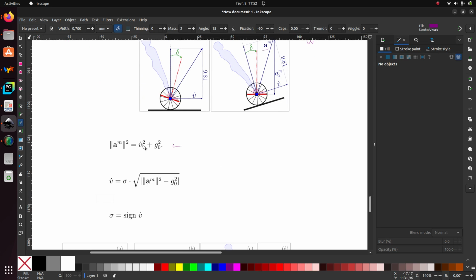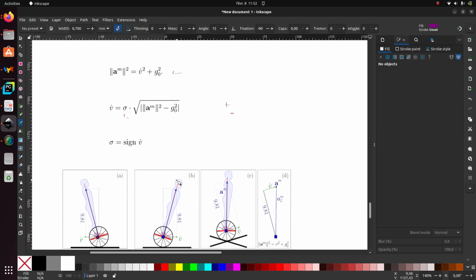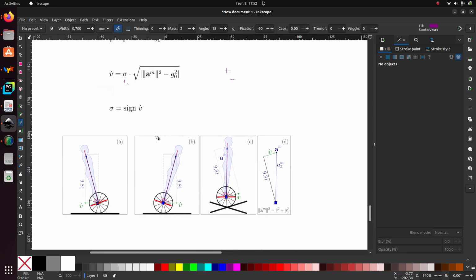Okay. And I first need to find v dot. If I try to isolate v dot, I will have two solutions. So v dot is equal to plus or minus this one, and sigma, I don't know it. It can be plus or it can be minus, and it's a problem to find it, and I will show later how to find it. But let me first explain why we have two solutions.